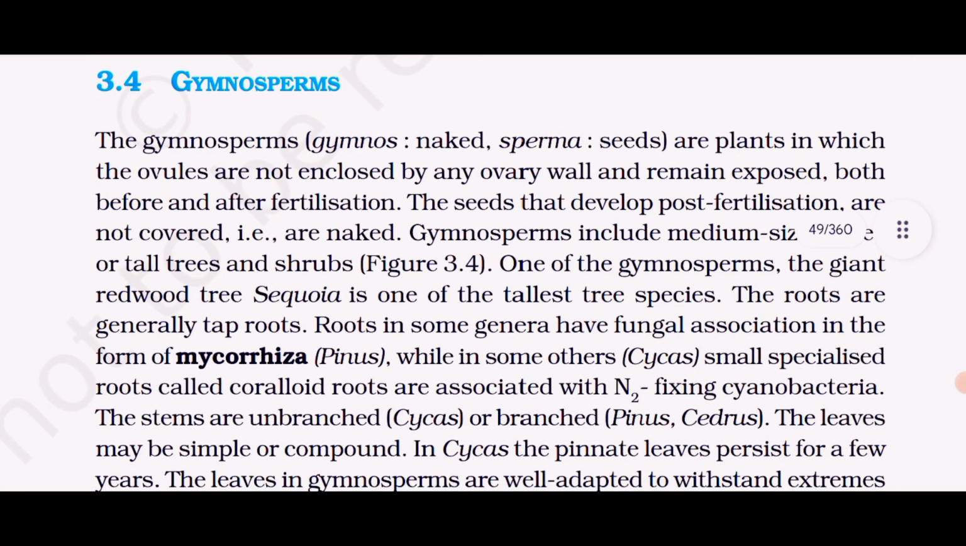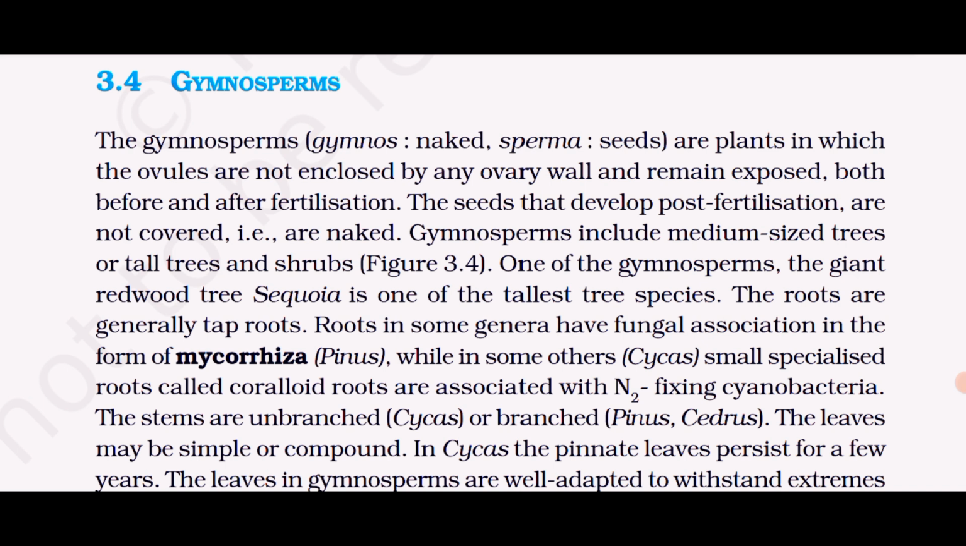3.4 Gymnosperms. The gymnosperms: gymnos means naked, sperma means seeds. These are plants in which the ovules are not enclosed by any ovary wall and remain exposed both before and after fertilization. The seeds that develop post fertilization are not covered, that is, they are naked. Gymnosperms include medium-sized trees or tall trees and shrubs. The giant redwood tree, Sequoia, is one of the tallest tree species.